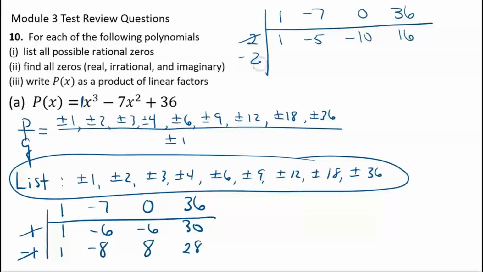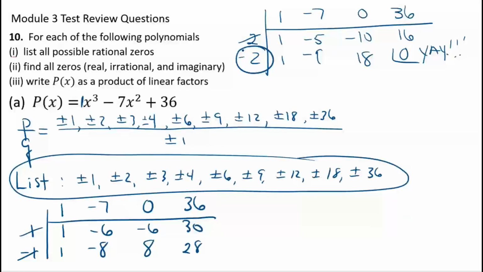I'm going to check negative 2. 1 comes down. Negative 2 times 1 is negative 2, plus negative 7 is negative 9. Negative 2 times negative 9 is 18. Hey, this is looking good. 18 plus 0 is 18, and negative 2 times 18, woohoo, is negative 36 plus 36 is 0. Now y'all know why I put yay at the end of these when I find zeros. Negative 2 is a 0.